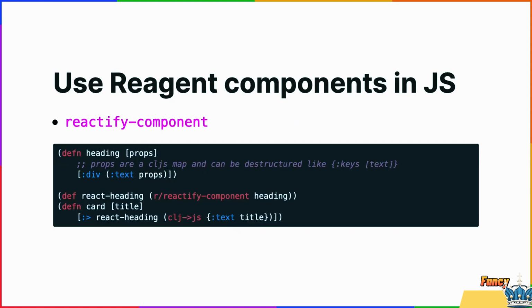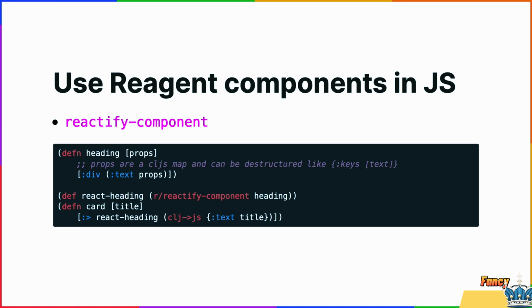Just like adapt-react-class converts a React component into a Reagent component, reactify-component takes a Reagent component and converts it to a React component. This is good for interop or writing libraries. You can create a part of your UI layer in ClojureScript and expose it to your React app as an NPM module. You need to write your functions in a different way though.